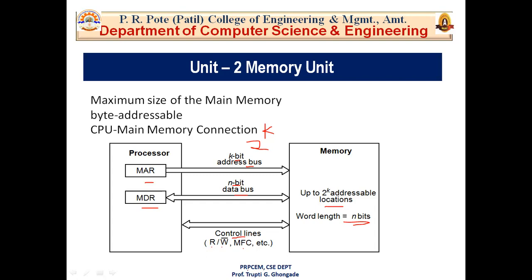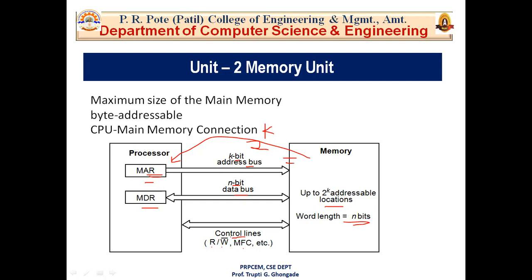Now we know that your PC will hold the address of the instruction, and that address will be put into MAR. So to read data from memory, what will your processor do? Your processor will load the address of the required memory location into the MAR. Now your MAR is holding the memory location.